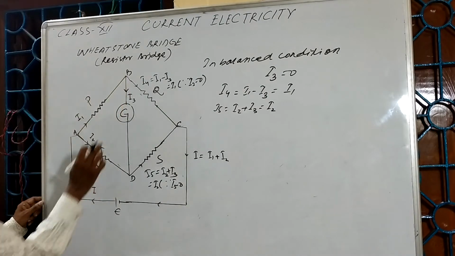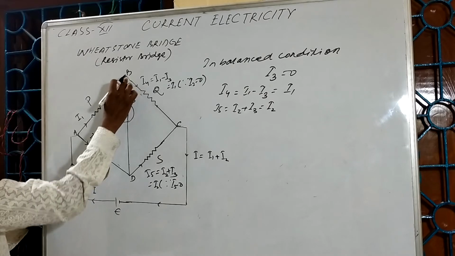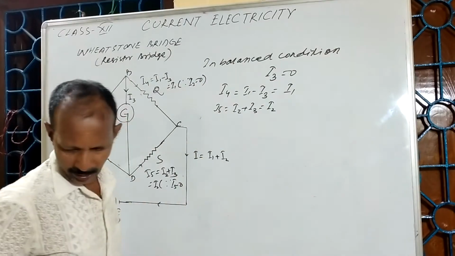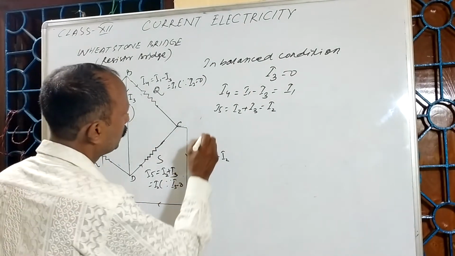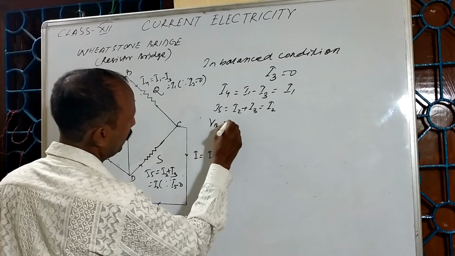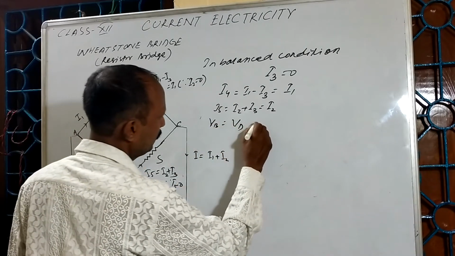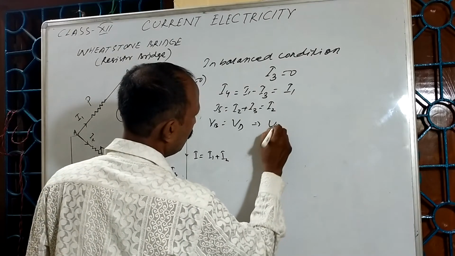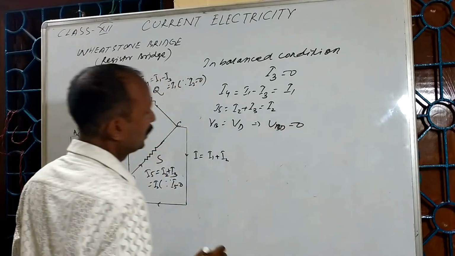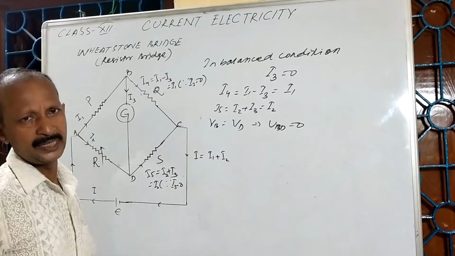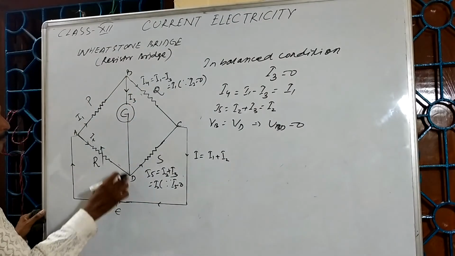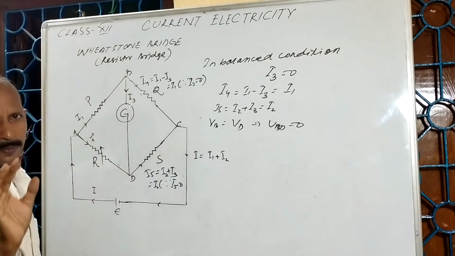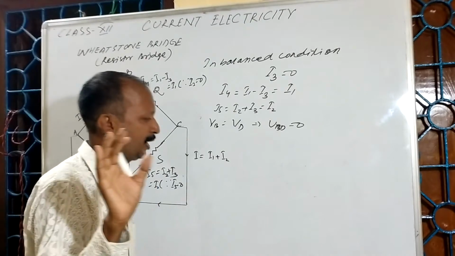In balanced condition, the potential at the point B is also equal to the potential at the point D. That means the potential difference between B and D is equal to 0. This is the balanced condition. B and D potential same, so potential difference 0. That's why no flow of current. That means the bridge is in balanced condition.